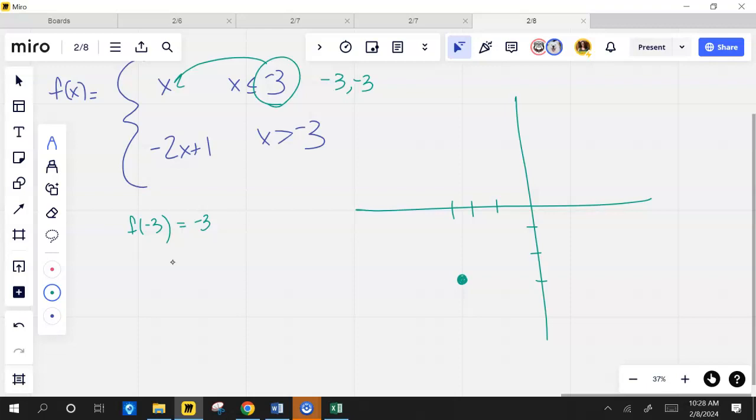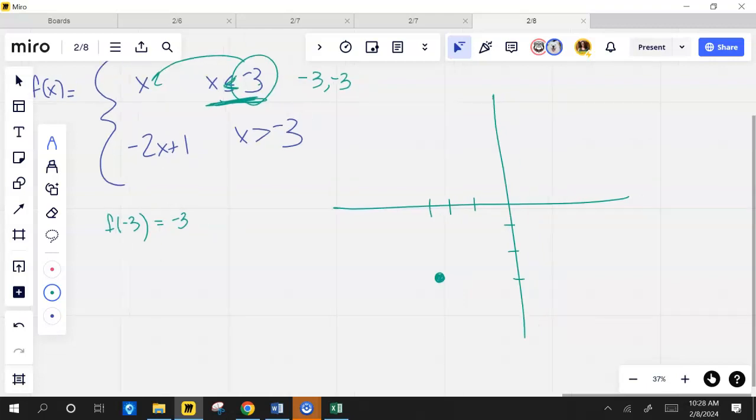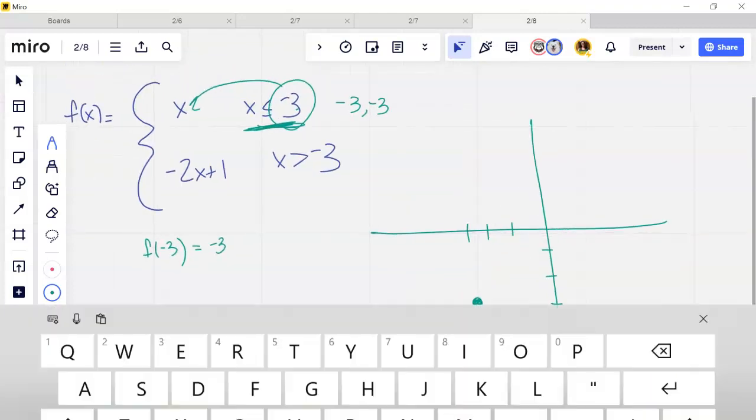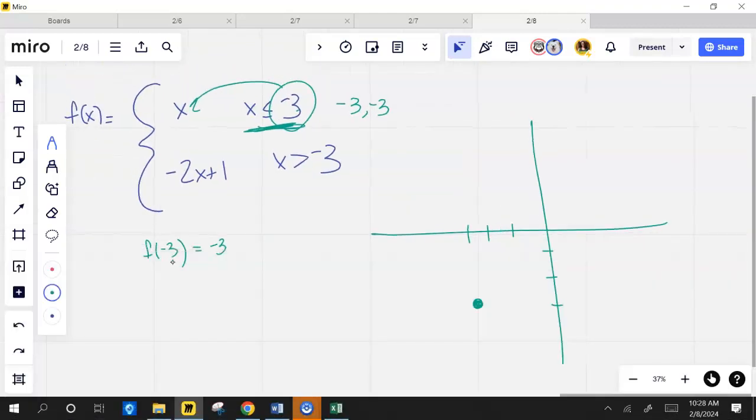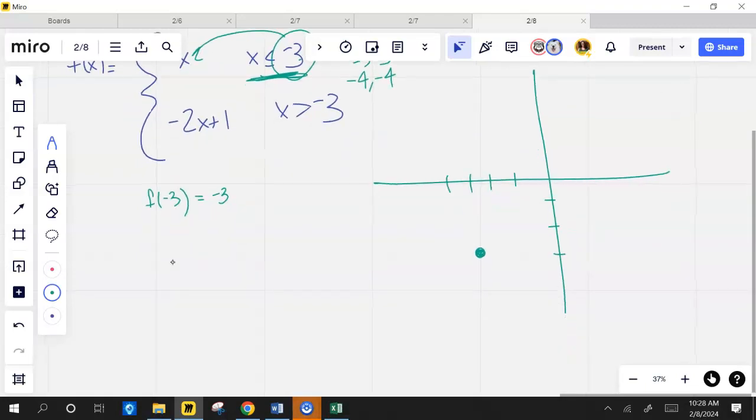Okay. Now I need another point. What point am I going to pick? It's less than -3. This tells me pick -3 and then pick one less than -3. So less than -3, maybe -4. And if I plug in -4, what do I get back out? -4. So -4, -4. This is my cutoff, right? So this is the side that I want.